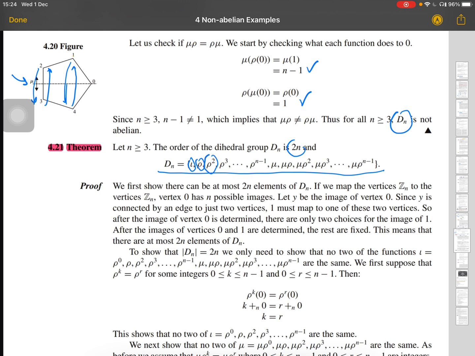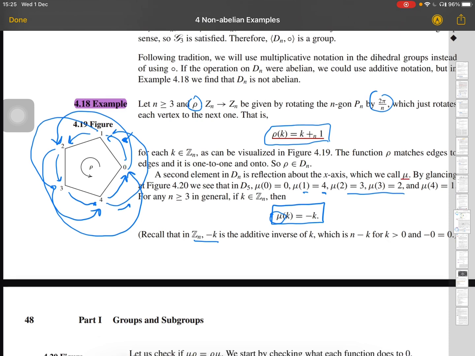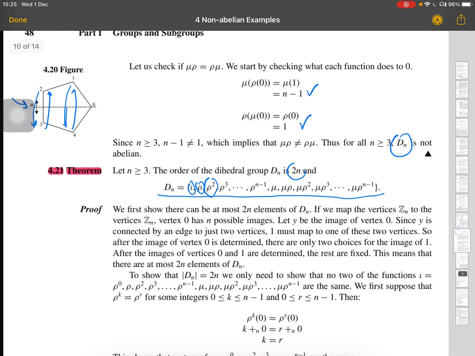Rho square means that if just now you have rho as 0 mapped to 1, so rho square means perform rho one more time. So 0 to 1, and then 1 will map to 2, and then 2 will map to 4, 4 will map to 1, 1 will map to 3, 3 will map to 0, and then you stop, because next one 0 will map to 2 again. So that is rho to the power of 2.